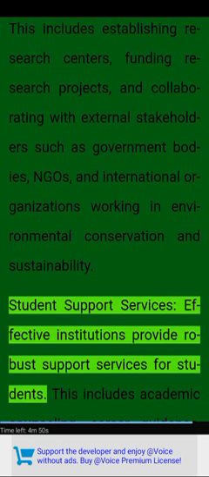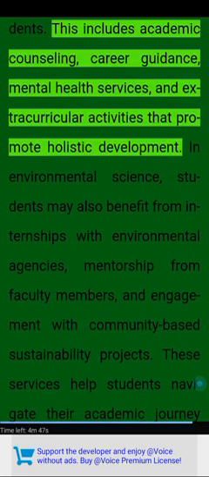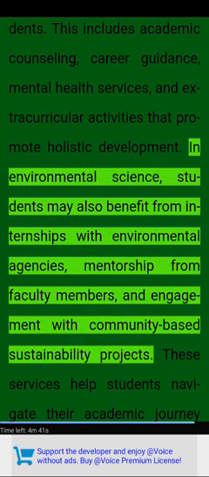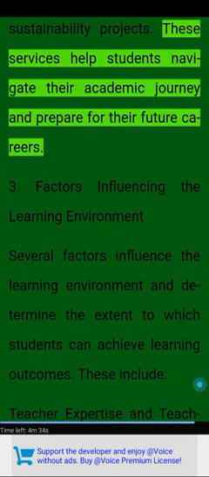Student support services. Effective institutions provide robust support services for students. This includes academic counseling, career guidance, mental health services, and extracurricular activities that promote holistic development. In environmental science, students may also benefit from internships with environmental agencies, mentorship from faculty members, and engagement with community-based sustainability projects. These services help students navigate their academic journey and prepare for their future careers.